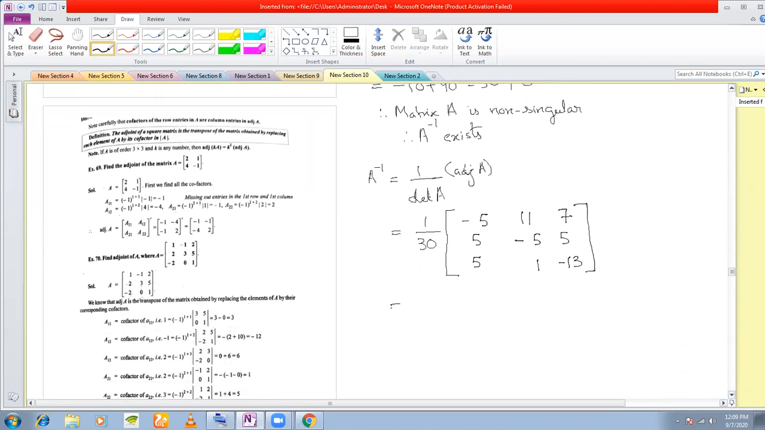Now you can express this in another form. You can leave it as it is also, 1 by det A into adjoint of A. Or you can express this by multiplying by 1 by 30.